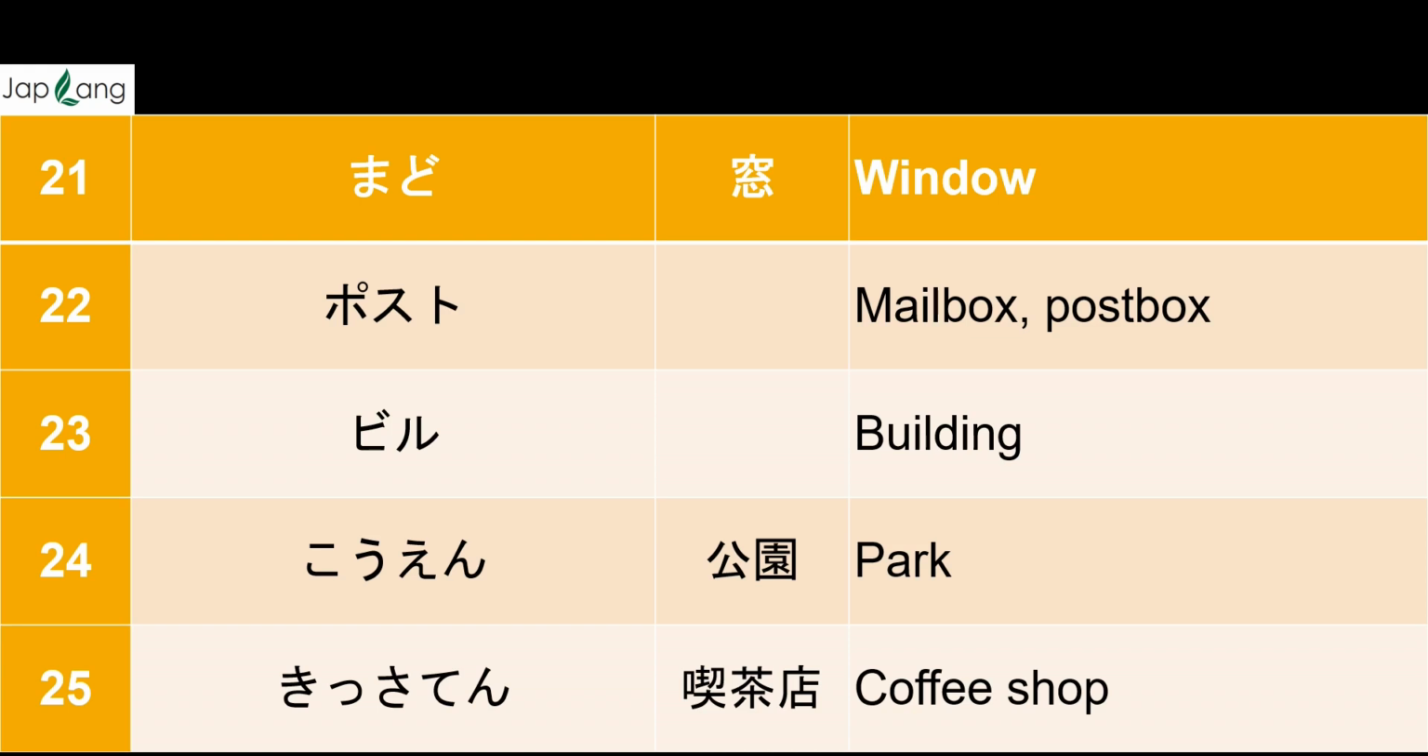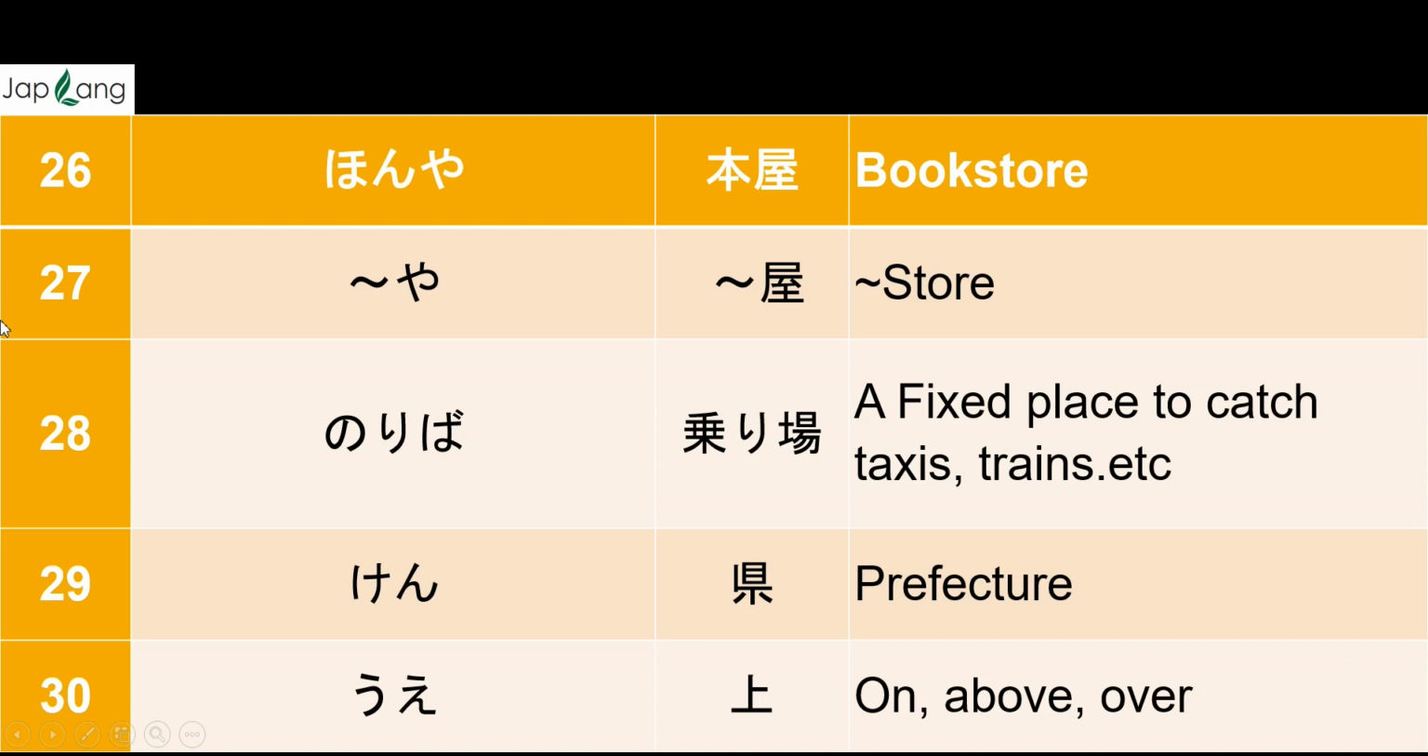公園 is park. インドにたくさん公園があります。In India, we have lots of parks. 喫茶店 coffee shop. じゃあ、4時に喫茶店で会いましょう。Let's meet at the coffee shop at 4 o'clock. 喫茶店 is coffee shop. 本屋 is bookstore. 本屋にいろいろな本があります。In the bookstore, there are various kinds of books.